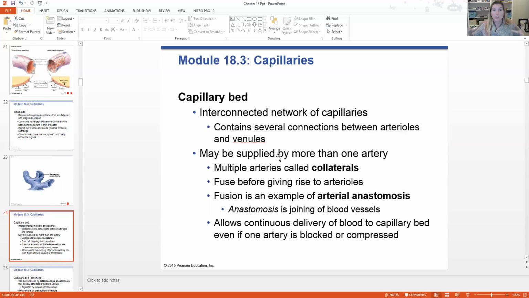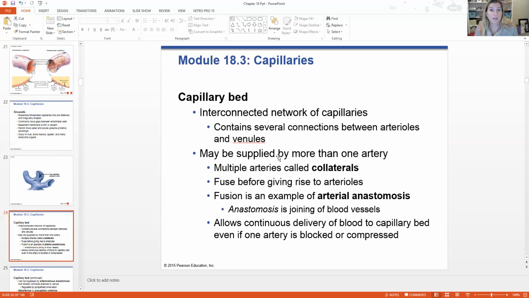Think of a tree trunk, right? You have this big trunk that branches into branches, and then smaller branches, and then twigs, right? And then if you imagine that tree being attached to another tree via those little twigs, it's kind of like what these capillary beds are. They're the twigs of the trees that are touching.